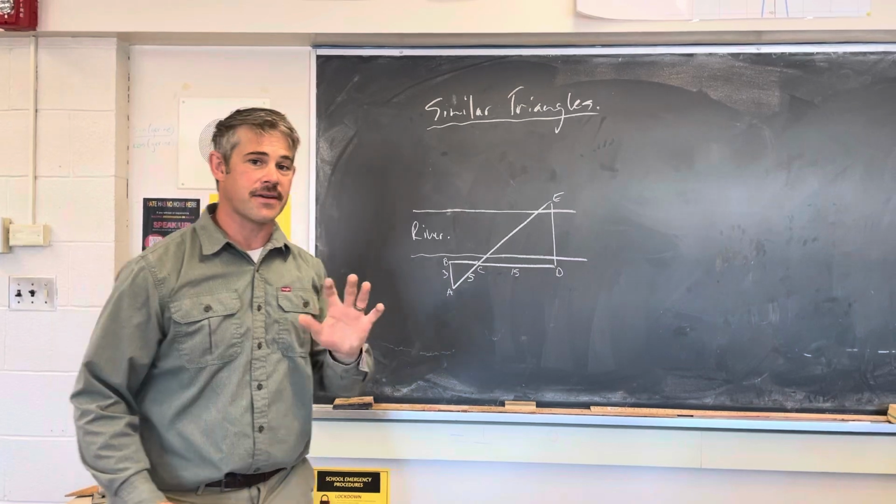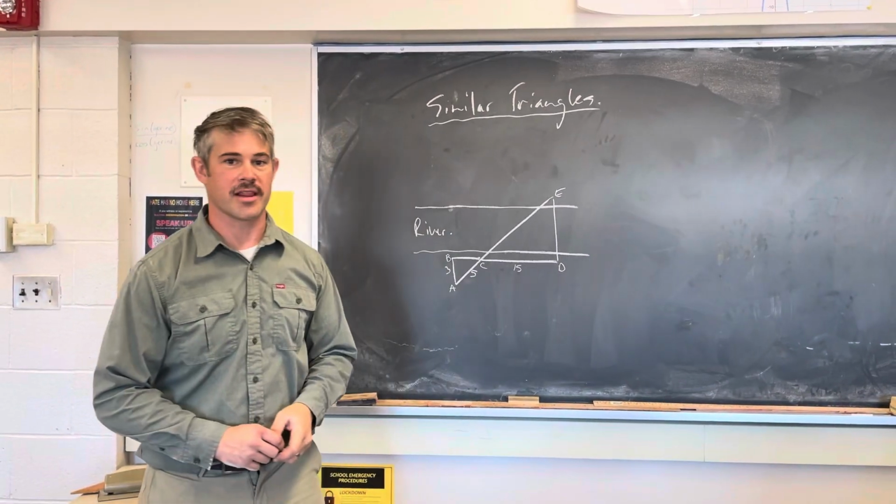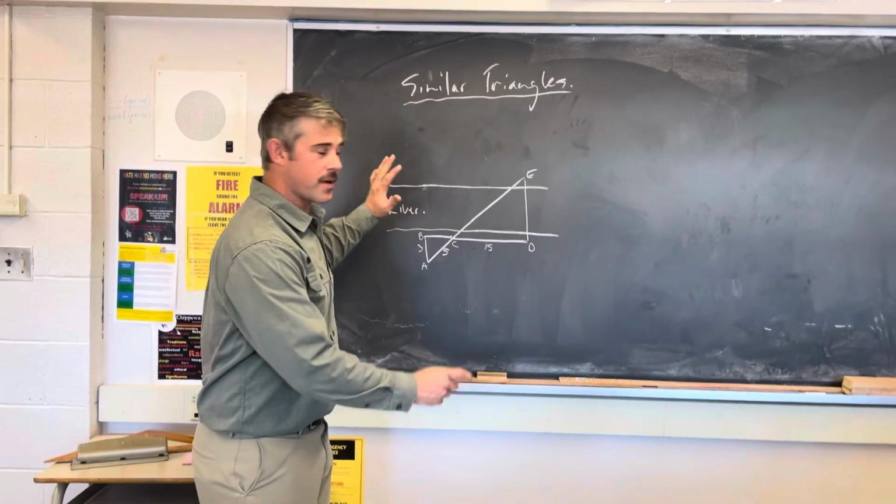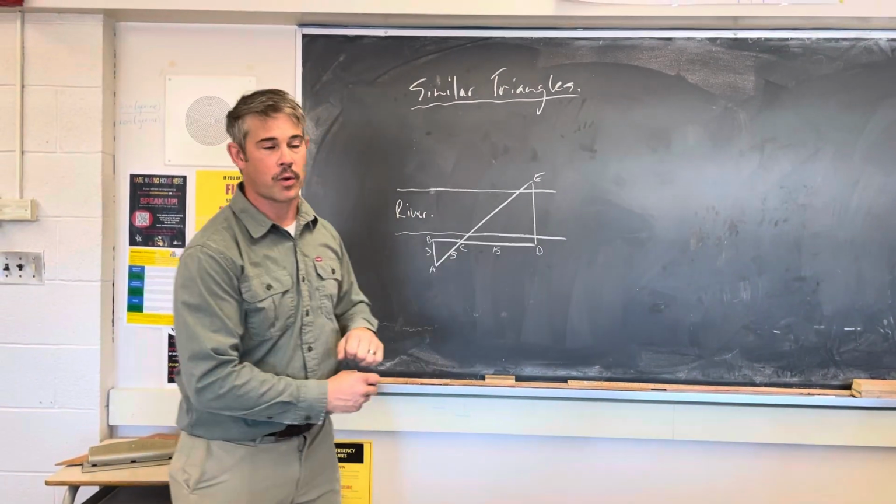Today we're taking a look at some similar triangles word problems. We have a couple of different word problems we've been working with as a class. One of them is mirror, mirror on the floor. Another one is a river runs through it. And this is a river runs through it type word problem.